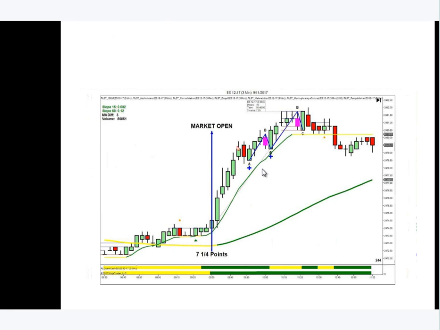Market open on the E-mini, 7.5 points. And it's a great way to start the morning. Get 7.5 points and just go back to sleep. And if you get a 7.25 trade on a market open, you should close up and mow your front lawn, but don't take another trade.